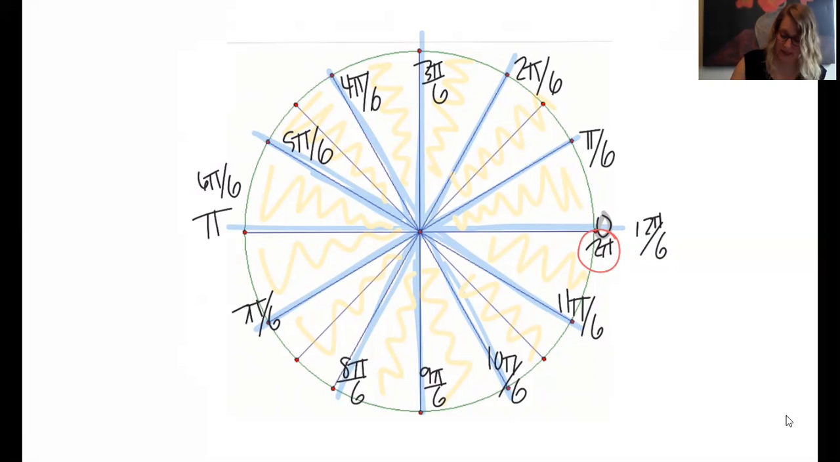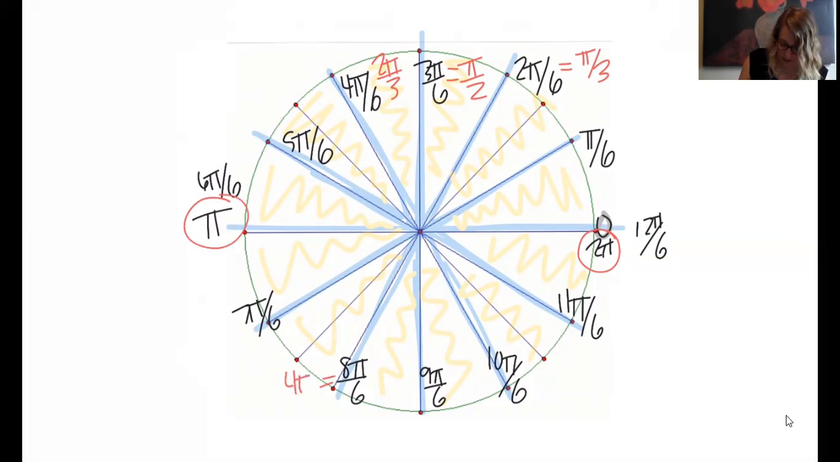Also, 2 pi over 6 can be divided by 2 on the top and the bottom to get pi over 3. We just showed that on the last page. This is the same as pi over 2. Here is 2 pi over 3. And 5 pi over 6 can't be reduced. There's pi. 7 pi over 6 can't be reduced.